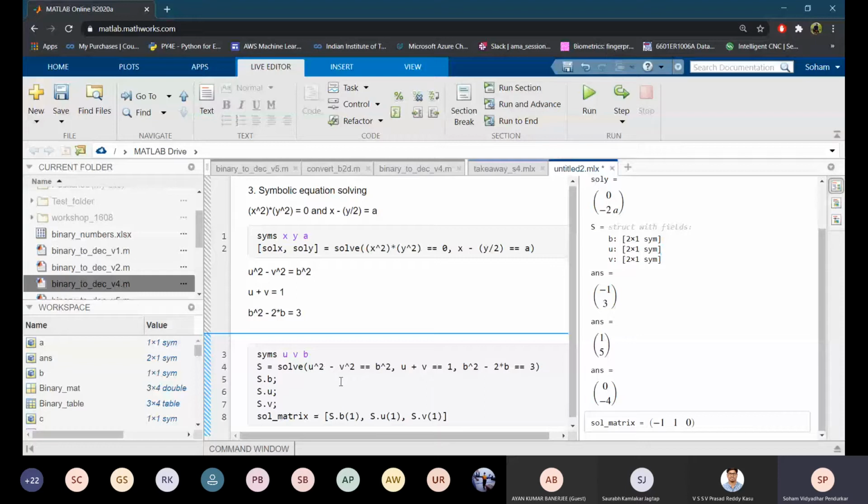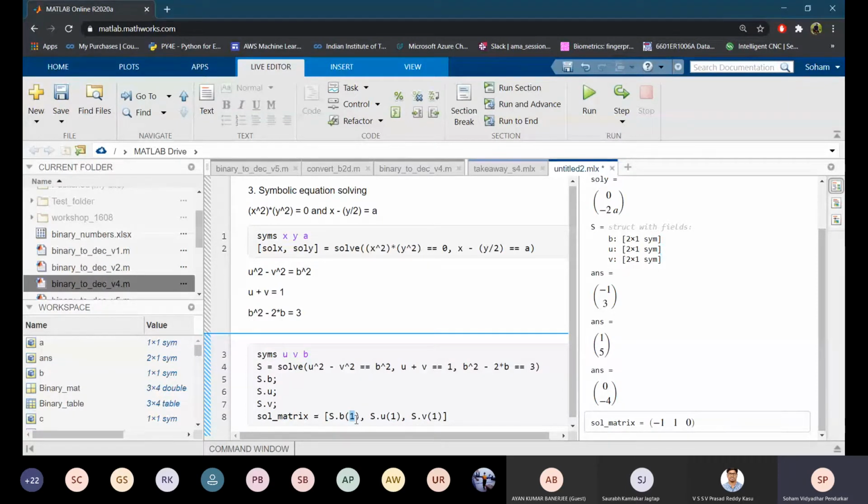Now, how will this be useful for you to create a solution matrix? When there are a number of equations, and you want to find out all the solutions and concatenate them, in which case you can run this in a for loop, as we have seen, use an iterator variable here, and just keep on concatenating these solutions to each other.